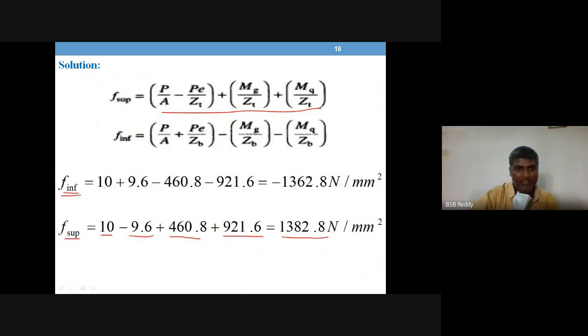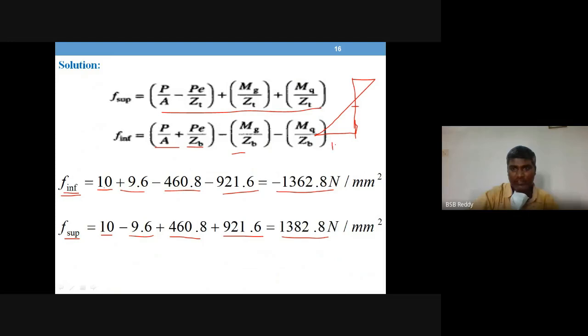So let us see bottom stress, plus 10 plus 9.6 minus 460.8 minus 921.6. Finally, it is minus 1362.8 Newton per mm square. Okay, this is how it is, right? So if you want to draw a diagram, you can just produce these stresses like this. Top 1360, lesser ordinate, bottom more value, more ordinate. So it will definitely not be at the center. It will cross above the center.